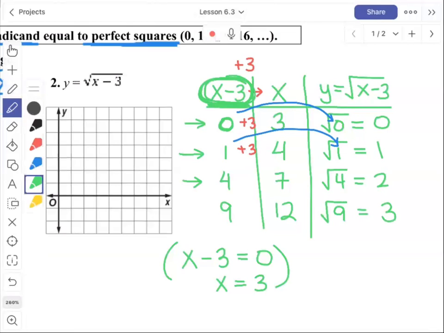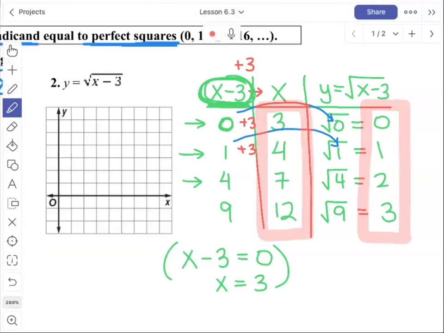Now I have my points I can plot. These are my x's, and these are my y coordinates. So let's plot those. We got 3, 0, 4, 1, 7, 2, and then I run out of room.